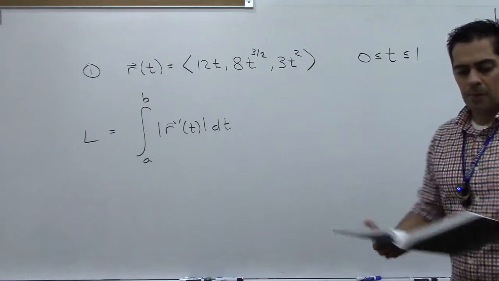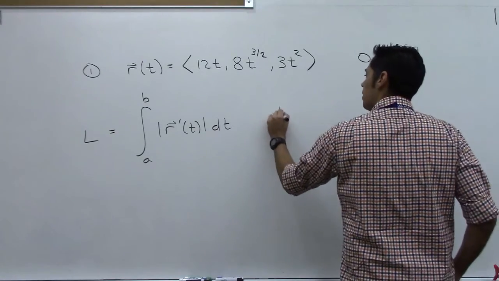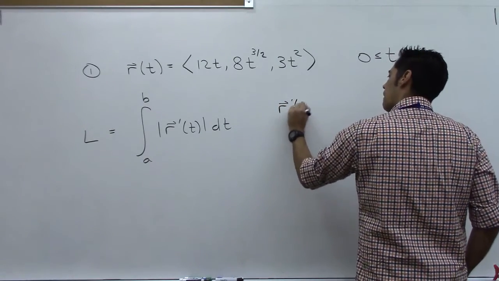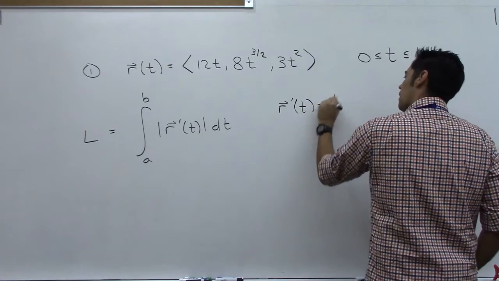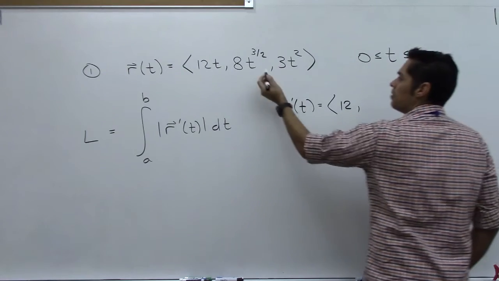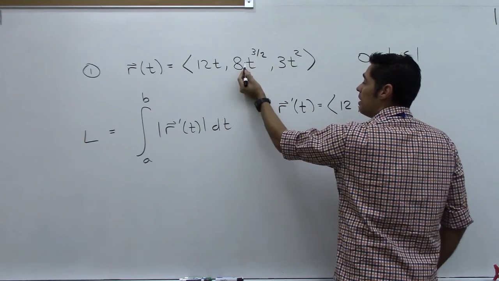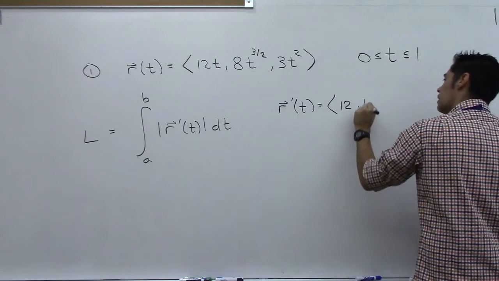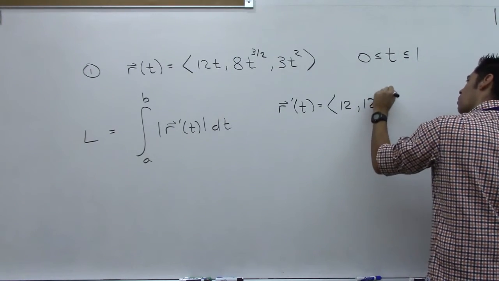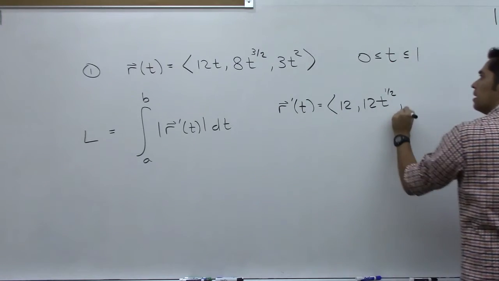All right, so same story. We need the derivative. Let's go ahead and get the derivative right here. Derivative of 12t is 12. Here we have to use the power rule, so this comes out 3/2 times 8. That's going to give you 12 t to the 1/2, since we subtract a 1 from that. And this one's just going to be 6t.